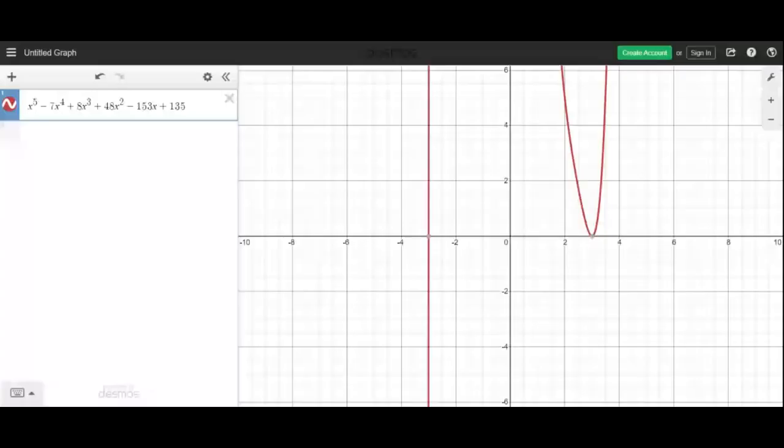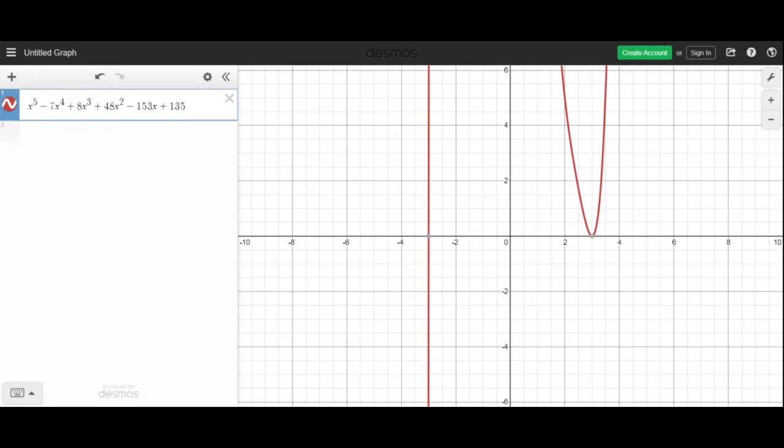Okay, so there's our graph. If we take a look at that graph now, what values does it look like we might want to check this time? Okay, so -3 and +3 are the places where it touches the x-axis, right? So -3 and 3 are the ones we're going to want to check.